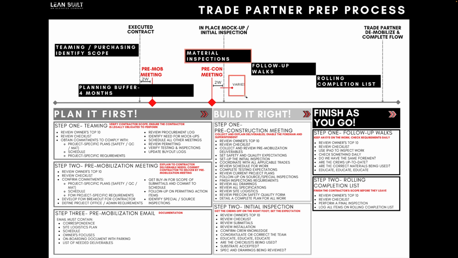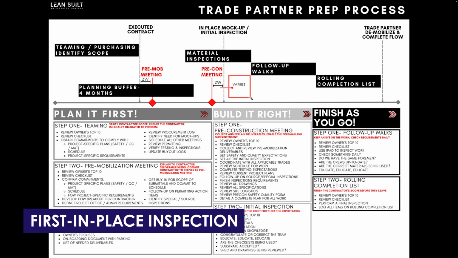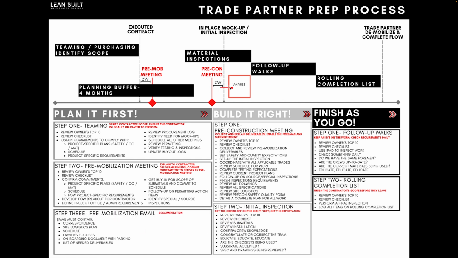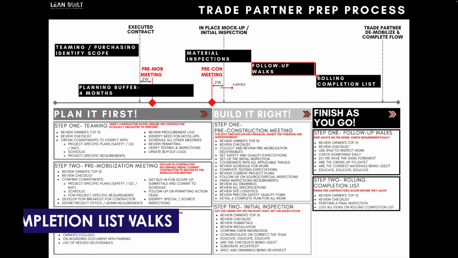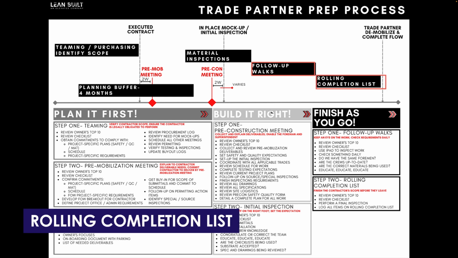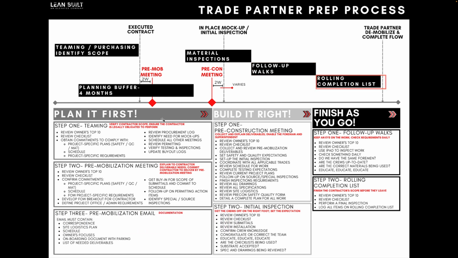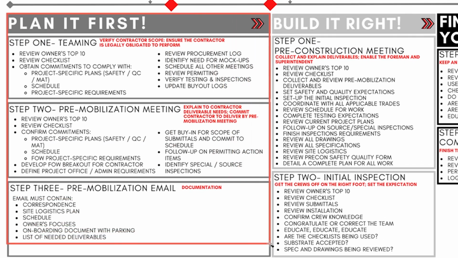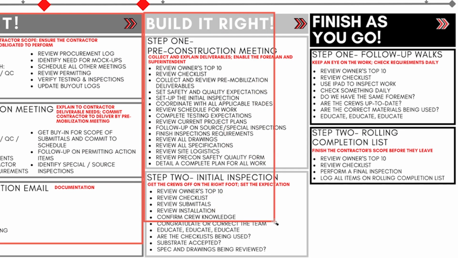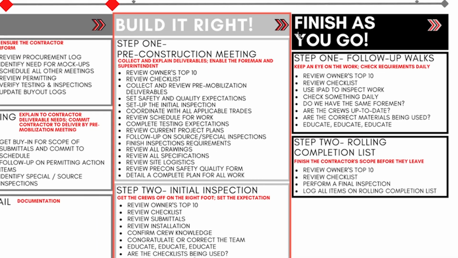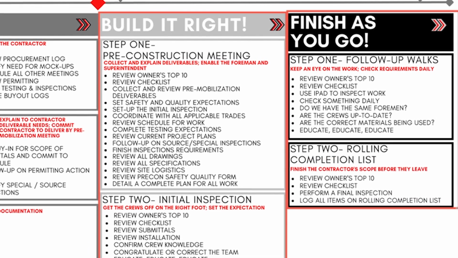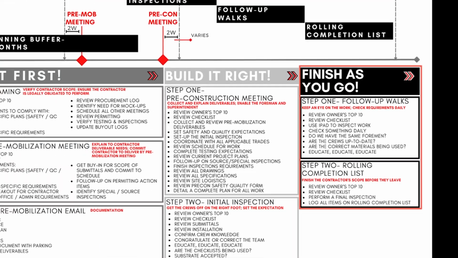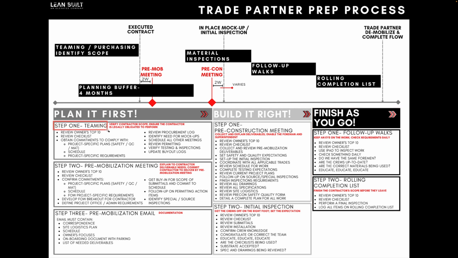Obviously, when materials are coming to the site, we're doing that. But one of the things that I really want to focus on is the first in place inspection will happen depending on when the first piece of work is ready. Then you do follow-up walks, and then you do your rolling completion list. So we're jamming. When I looked at this from a preparation standpoint, I saw the pattern: plan it first, right? This is crucial for us. Build it right while we're there, okay? And then finish as we go. So this is literally the step. So step one, let's get a contract.